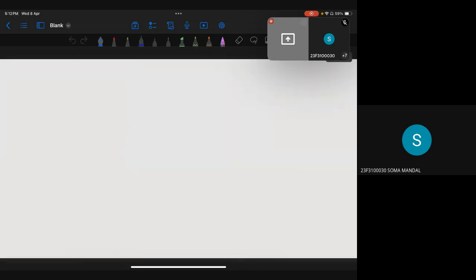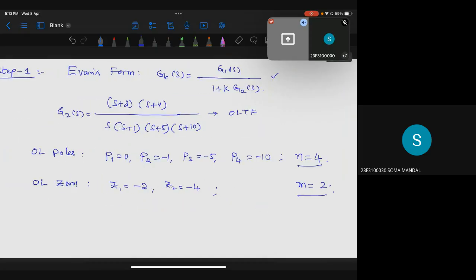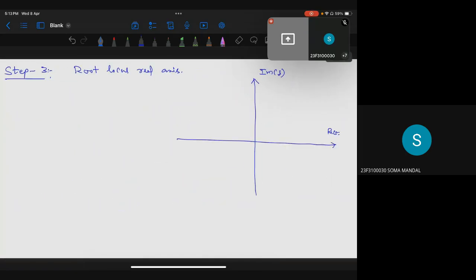Next, third step. What we do is find the root locus on the real axis. To find the root locus on the real axis, first locate the poles and zeros on the S plane. This is real of S, this is imaginary of S. The poles are at 0, -1, -5, -10, and the zeros are -2, -4. Let us locate them.